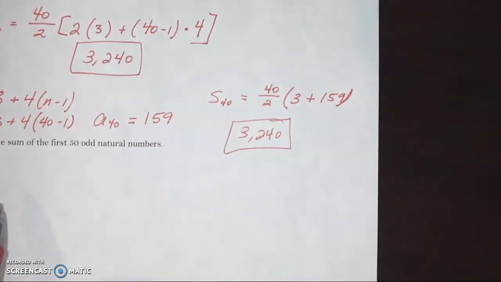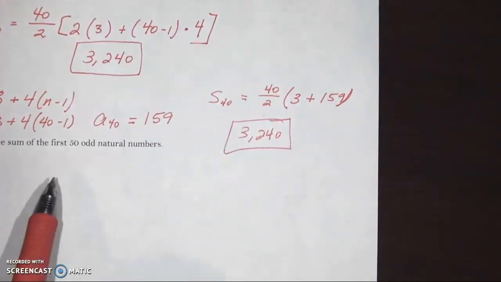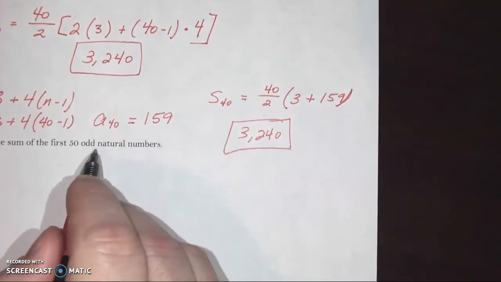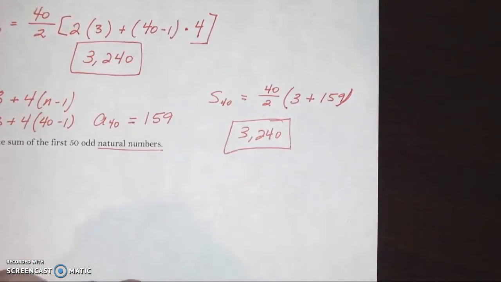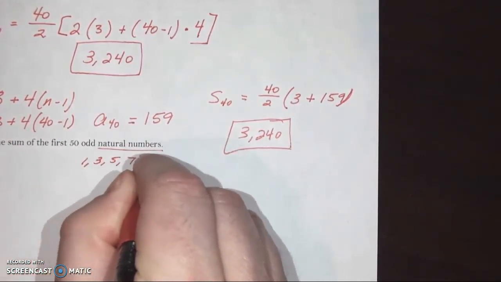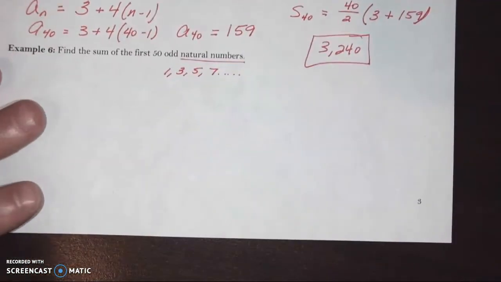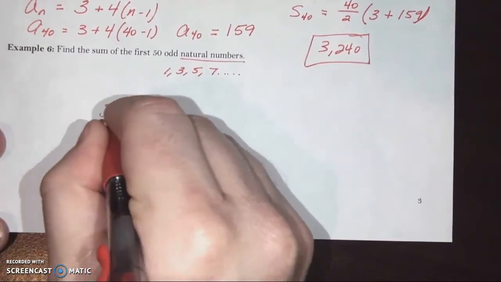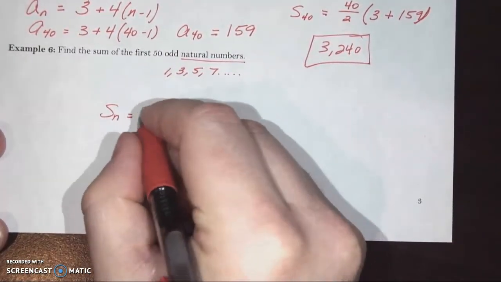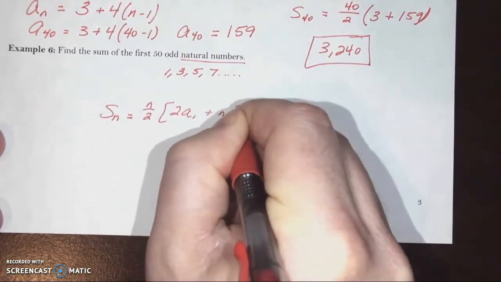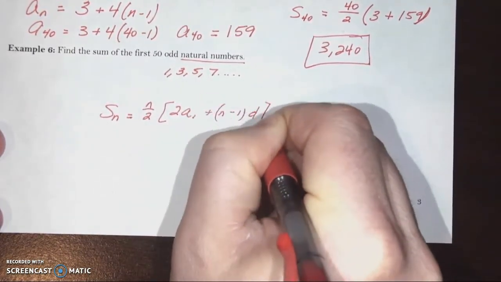All right. Find the sum of the first 50 odd natural numbers. Remember natural numbers from our previous notes? Those are the counting numbers beginning with 1. So we got 1, 3, 5, 7, all the way to the 50th. Again, we can use this formula. I would suggest using this one because we don't have the last term.